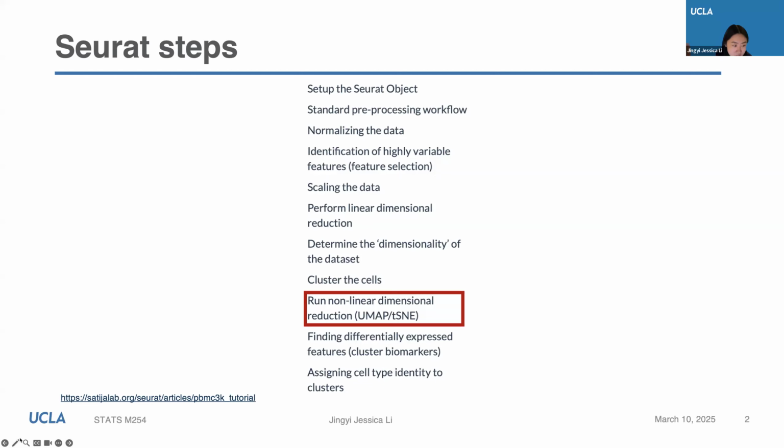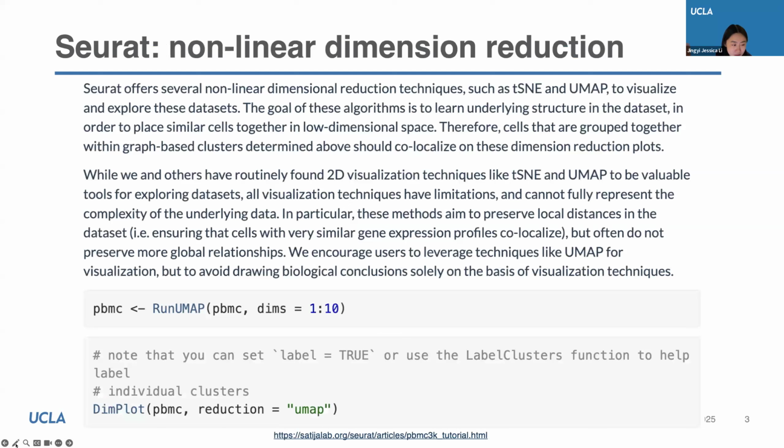So here the question is, we cannot visualize the PCs because they are too high dimensional. Therefore, we have to do a projection to 2 dimensions. So in Seurat, the default is UMAP. You can run UMAP, but earlier people also used t-SNE. So in the Seurat package, you will have a function called RunUMAP or RunTSNE.